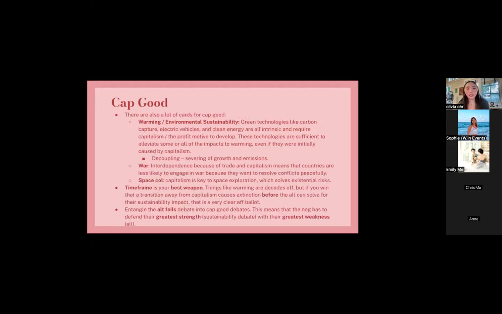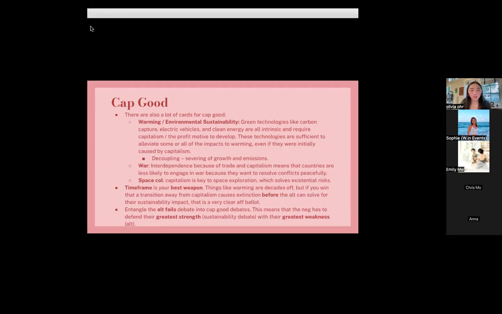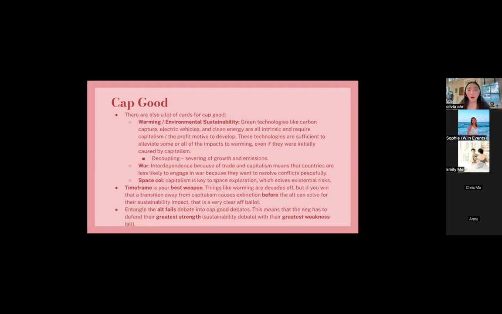Okay, the next thing is cap good, so the opposite side. So there's equally a lot of good and new cards for cap good. So I'll just go through each component of impact on the other side. So first is the warming and environmental sustainability stuff. So you can make arguments as to why green technologies like carbon capture, electric vehicles, and clean energy are all intrinsic to capitalism and require capitalism / the profit motive to develop.